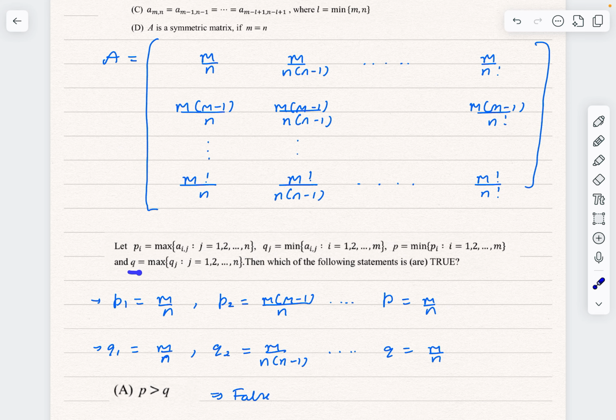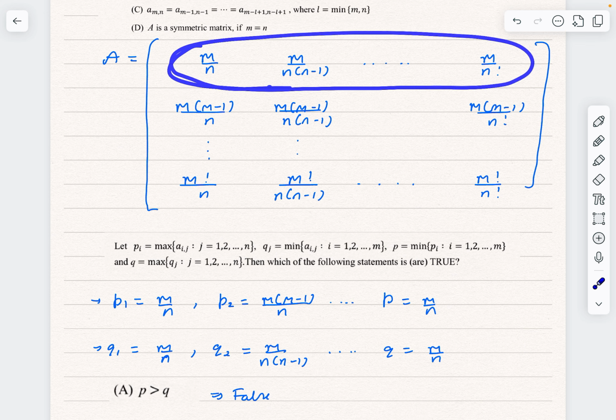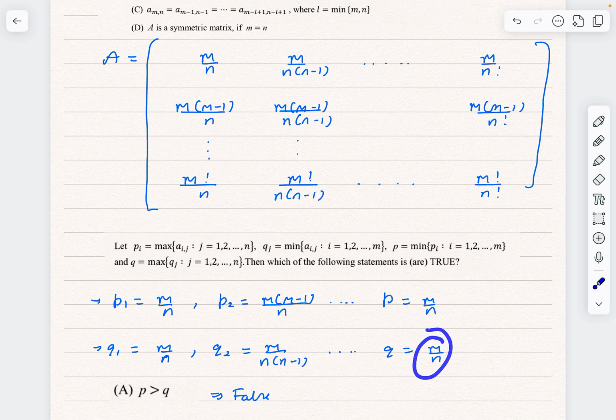And now Q is the maximum of all of them. Whatever Qj values we have got, now you have to find the maximum of all of them. You see the minimum of each column was the first element only. So now we're looking for the maximum element of the first row. The maximum element of the first row is again m by n. So P is m by n, Q is also m by n. In the first option, they're asking P greater than Q, which will be false. So option A is false.